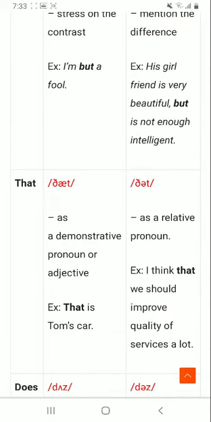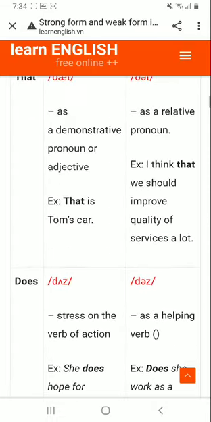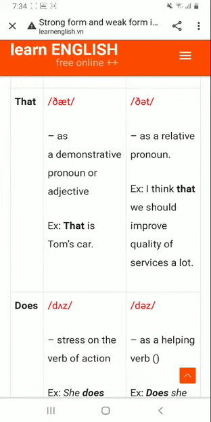And that is used as a weak form and a strong form. As a demonstrative pronoun or adjective, to demonstrate something: that fellow, that is the car, that belongs to. So when we demonstrate something, or when we demonstrate some pronoun, it comes in the strong form.